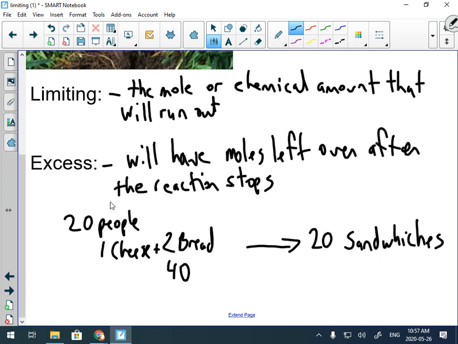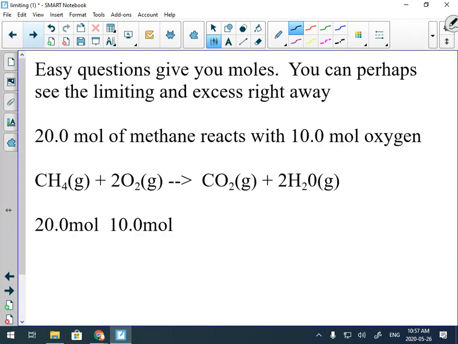And the example I gave you, I think I said you had 6 pieces of cheese. Well, you would run out of cheese, and it doesn't matter that you had so much bread. The reaction would stop at 6 sandwiches. You'd run out of cheese. And that's how chemistry works.